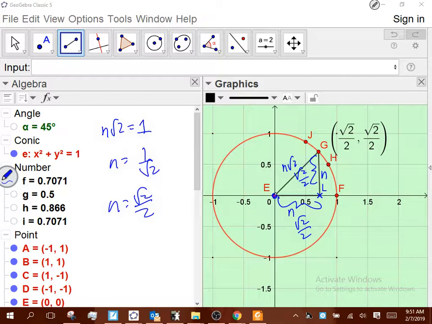Isn't that how I get to a point? I go on x distance, radical 2 over 2, and then I go on y distance, radical 2 over 2, and that should put me right there at G. And that ordered pair, radical 2 over 2, radical 2 over 2, puts me on the unit circle. Okay? So there's a link between the unit circle and our special right triangles, right?